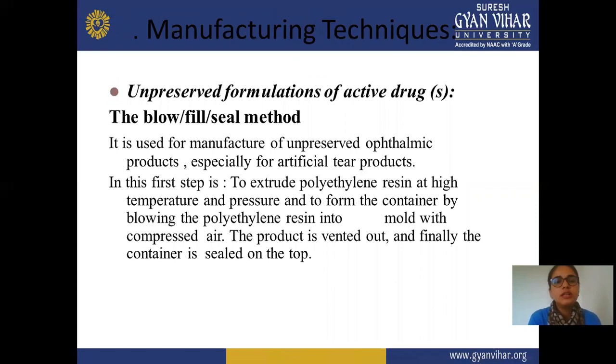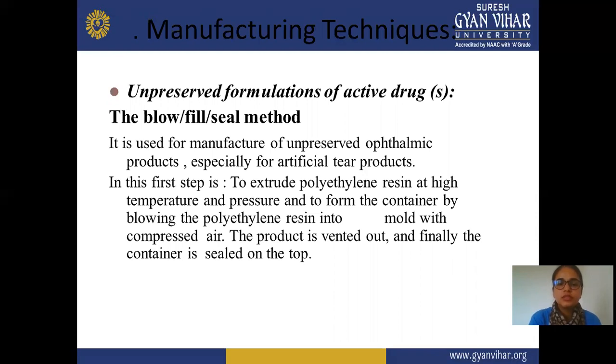Next, in the manufacturing area, for unpreserved formulations, how do you manufacture the formulation of drug or your API? The blow-fill-seal method is mainly used. It is used for manufacturing unpreserved ophthalmic products, because some ophthalmic preparations do not require a preservative. So in this condition, we prepare them with this method. This method is mainly for unpreserved ophthalmic products, especially artificial tear products. Artificial tear products do not require a sterile condition, so you can prepare them this way.